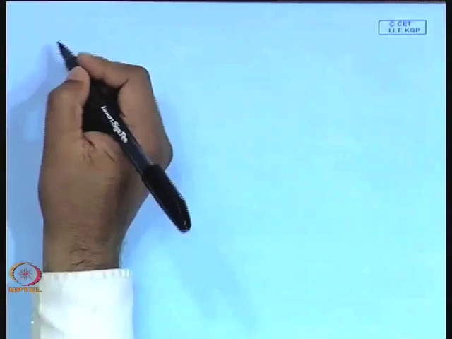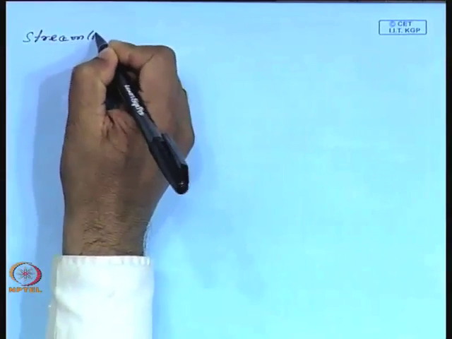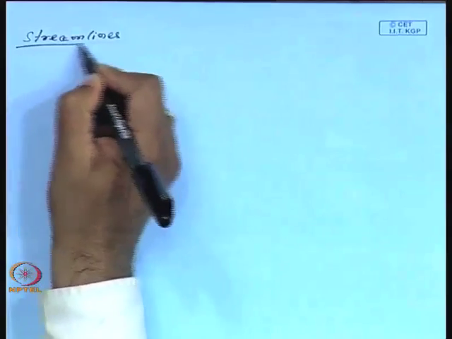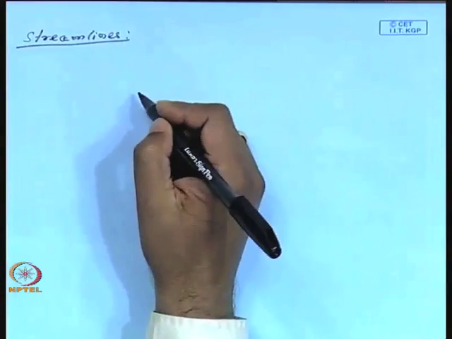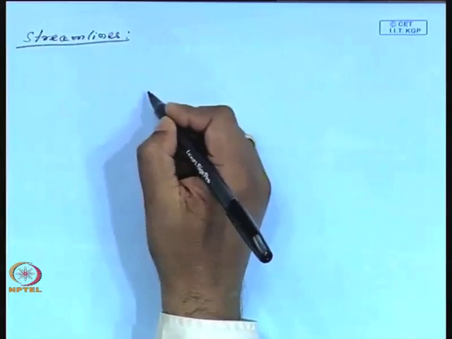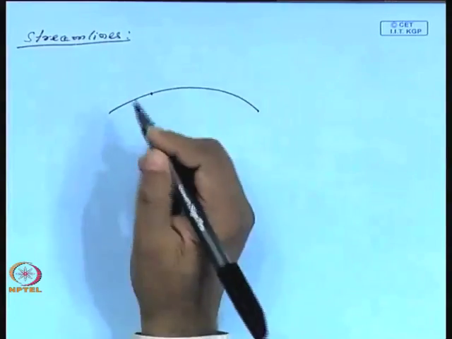And today we will go to the question of the flow direction: how to know the direction of the fluid flow. So, in this context we will talk about streamlines and path lines. Streamlines. For a fixed instant of time, let us draw a curve in the fluid, a space curve.